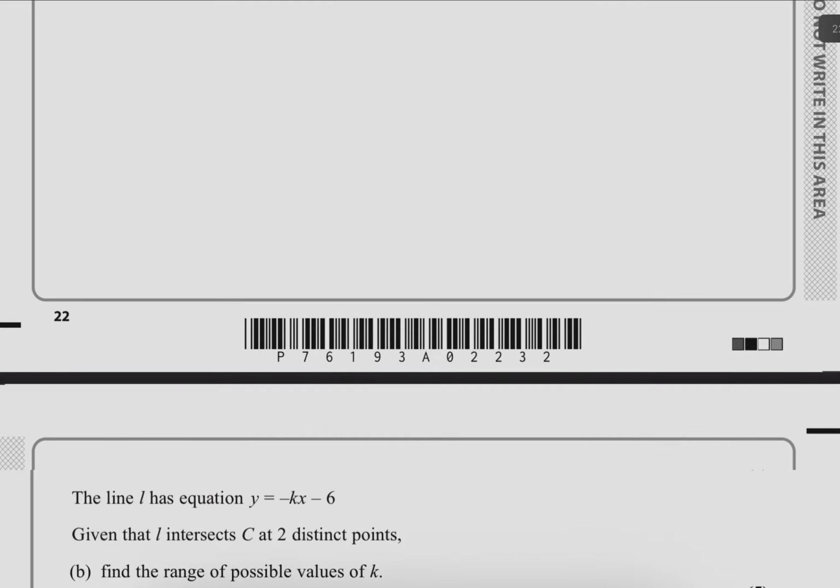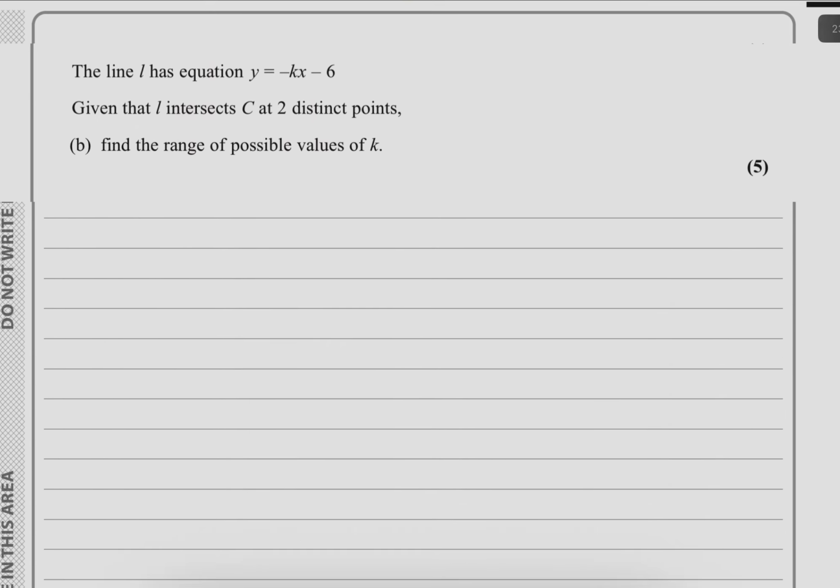Now, in the next part of the question, we're given that the line L has equation y is equal to minus kx minus 6. Given that L intersects C at 2 distinct points, find the range of possible values of k. With questions like this, we're given how many times they intersect, and we're asked to find a range. Our first thought should be the discriminant. So we know that when they're intersecting at 2 distinct points, b squared minus 4ac is greater than 0. But since we have two equations, we're going to want to equate them to each other. So minus kx minus 6 equals 2 over x minus k.